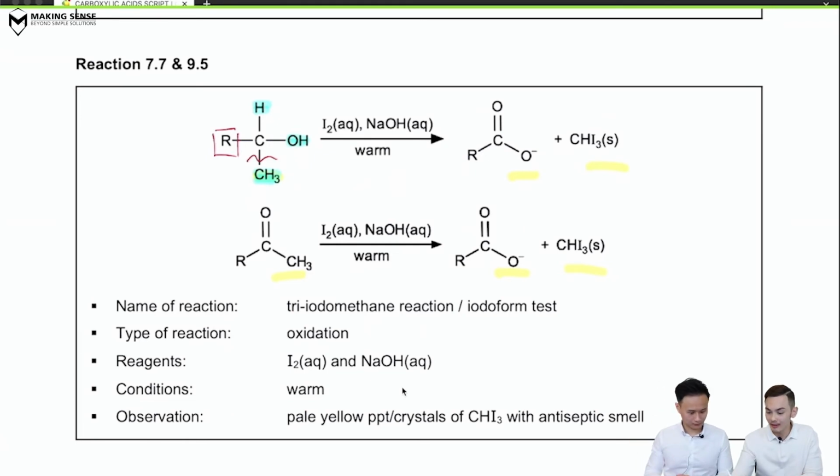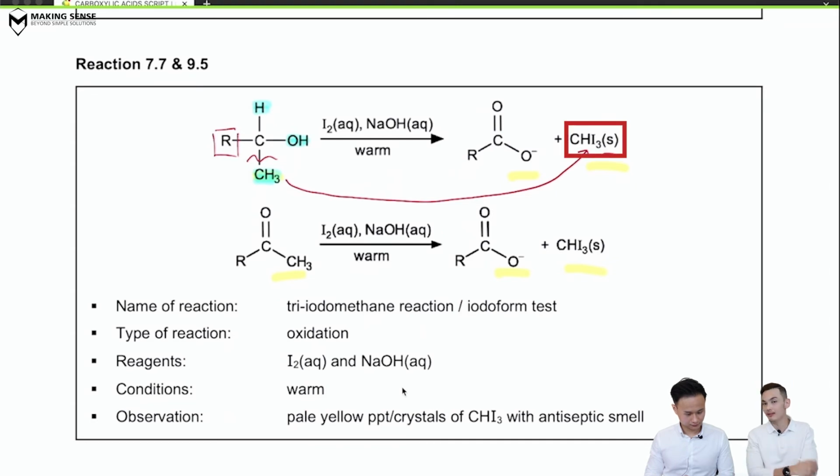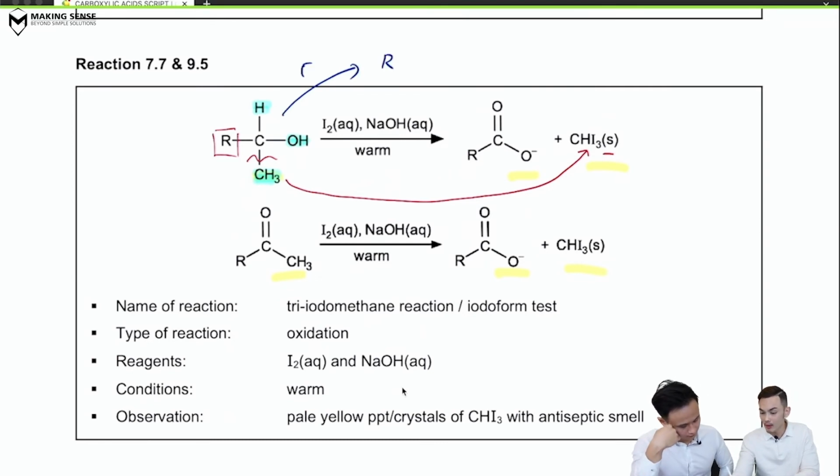So you can see the CH3, once it's being chopped away, you're going to form this. And what is this, Mr. Tim, again? We call this a triiodomethane precipitate, which is yellow in color. Yep, right. So you're going to get a triiodomethane. And what happens to the other side? If you just focus on the backbone, what we're going to do is we are actually going to oxidize them away.